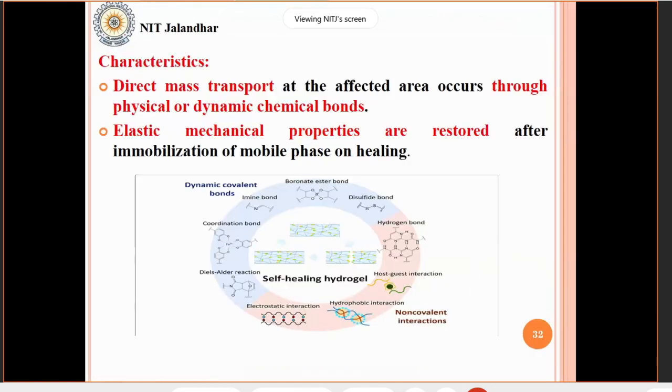You'll find here how different types of dynamic covalent bonds are operating, and how different types of other bonds are also operating. Non-covalent interactions are also taking place. Different types of dynamic covalent bonding include imine bond formation, coordination bonds, Diels-Alder reaction, and electrostatic interactions. In the case of non-covalent, you will find hydrophobic interactions, host-guest interactions, hydrogen bonds, disulfide bonds, etc. And this type of bonding in such materials takes place.